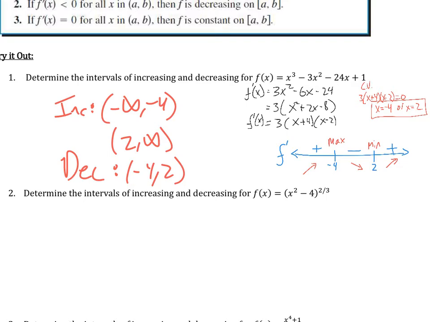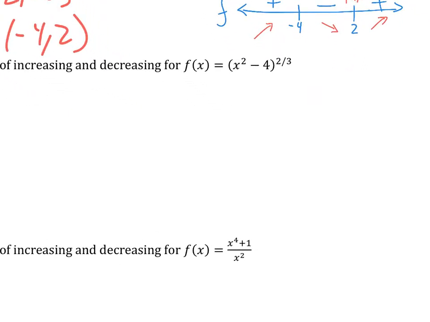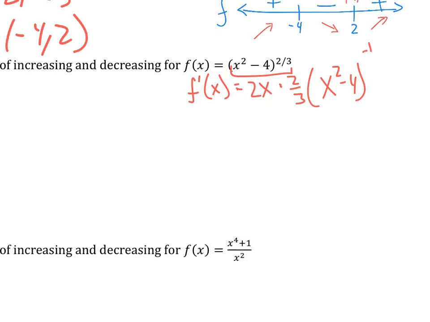All right, let's try another one. What about this guy here? So let's take our derivative. We need our chain rule. So f prime of x, derivative of the inside is 2x, times the derivative of the whole, leaving the inside alone. So that's going to be 2/3 times the inside. Subtract 1 from 2/3, we get 1/3.